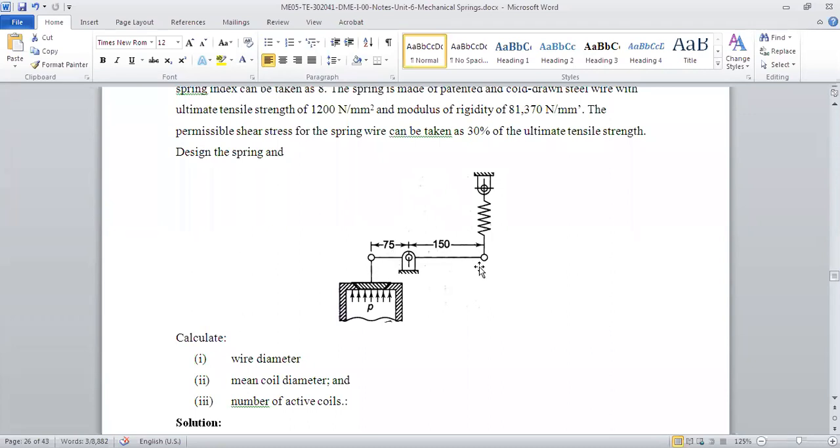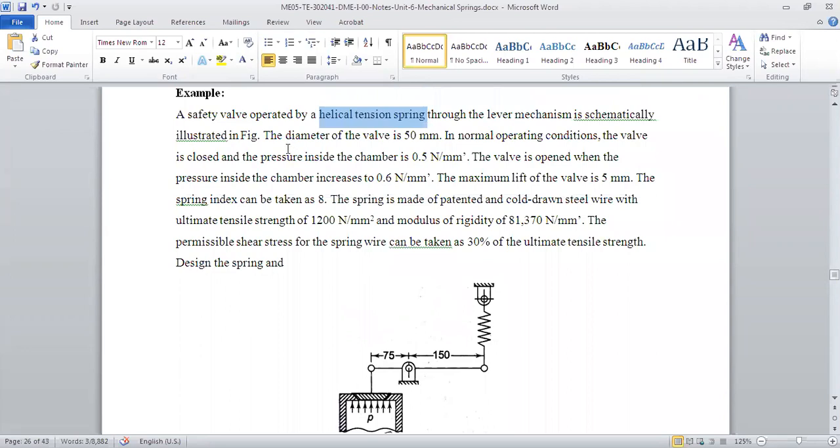If we are trying to find out the mechanical advantage, it is 150 upon 75, so it is an advantage of 2. On the right hand side, the effort will be half of whatever output you are going to get on the left hand side. That is the mechanical advantage of a lever.